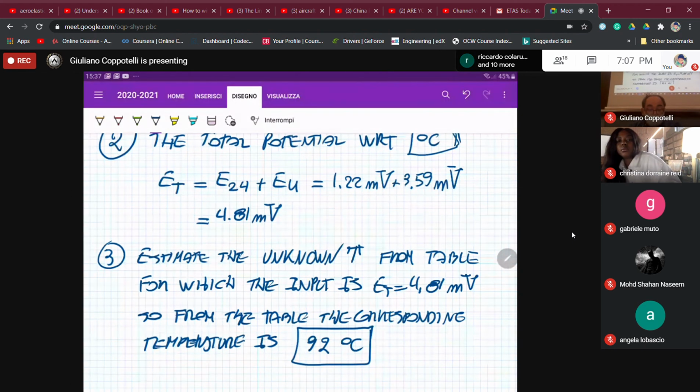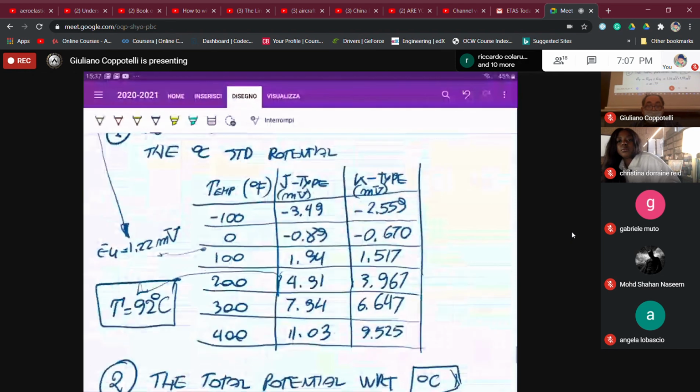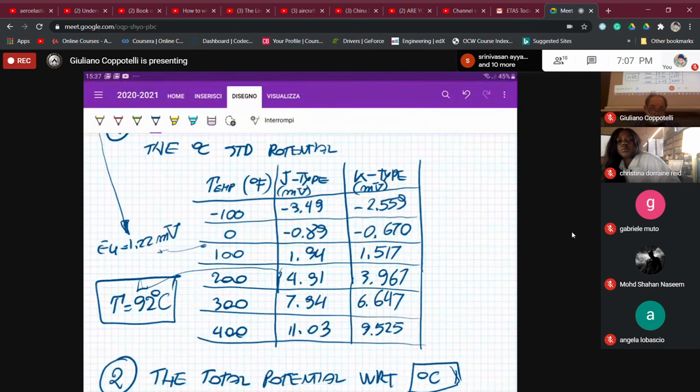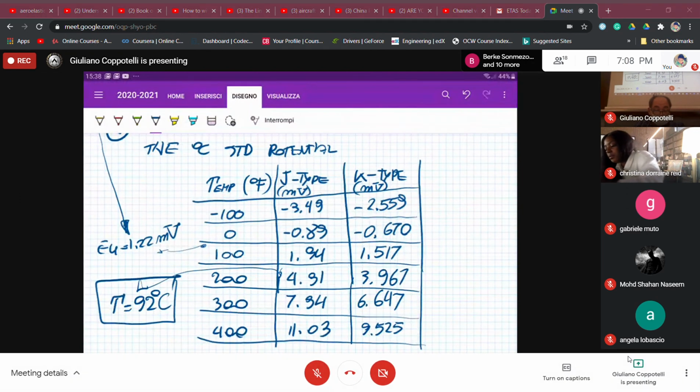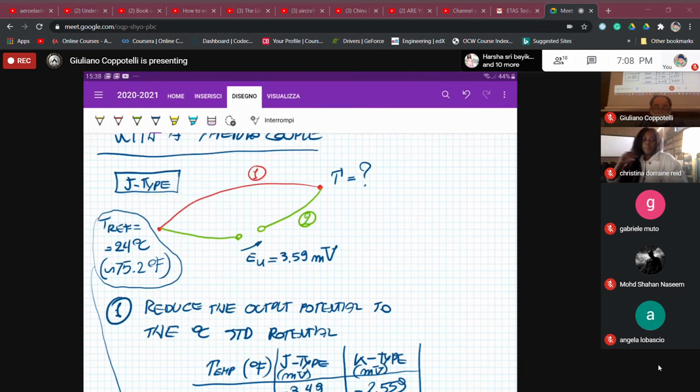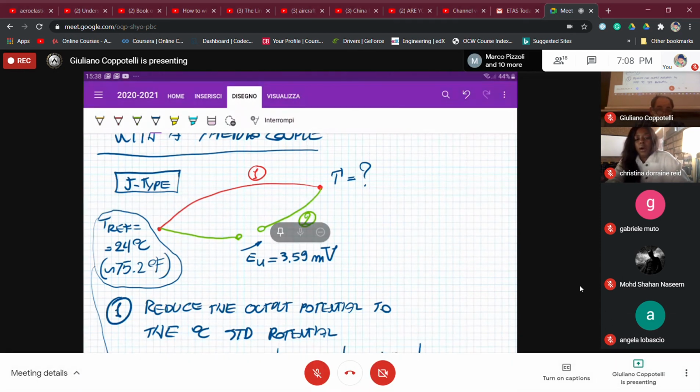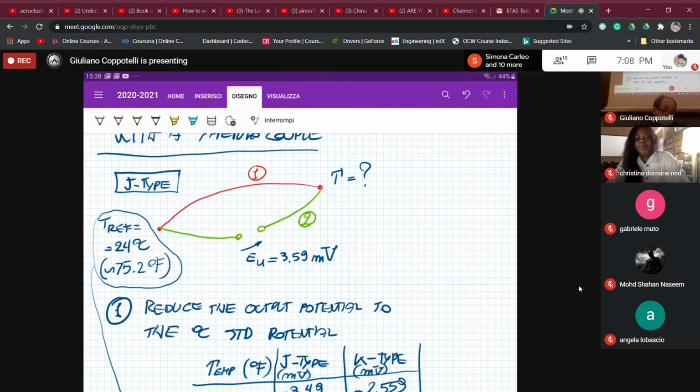Please know that this procedure is the best one, because you don't really care about the actual cold temperature. It could be 24, as we had here in our example. It could be 30, it could be 50, it could be whatever, as long as my table, which could be easily computerized in my database, covers that kind of temperature range. Okay?